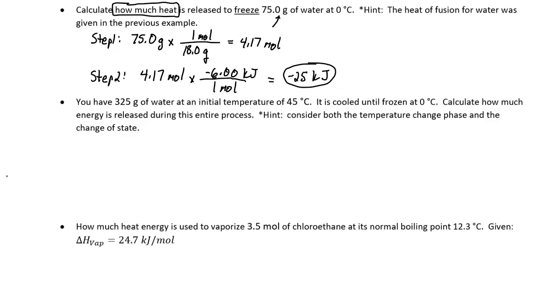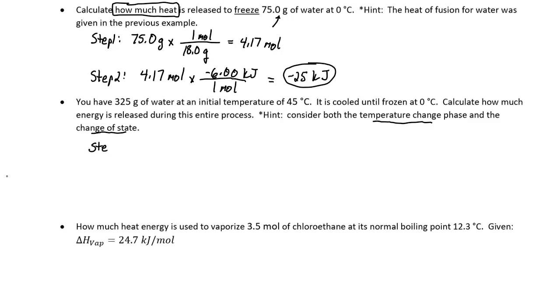Next question. We have 325 grams of water at an initial temperature of 45 degrees. It is cooled until it's frozen at 0 degrees. Calculate how much energy is released during the entire process. We have to consider the energy released when it changes temperature, and we have to consider the energy released when it changes state from liquid into solid. So this is going to take a couple steps of work.